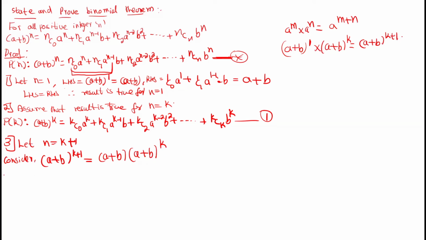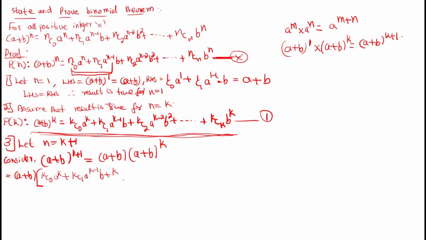In the next step, see, it's equal to (a plus b) into, what is the value of (a plus b) power k? That is nothing but equation 1, right? Here, see, (a plus b) power k, we have the right hand side value. Substitute that values so that I can write it as kC0 into a power k plus kC1 into a power k minus 1 into b plus kC2 into a power k minus 2 into b square plus ... plus kCk into b power k. Okay, just substituting k value in the above equation.